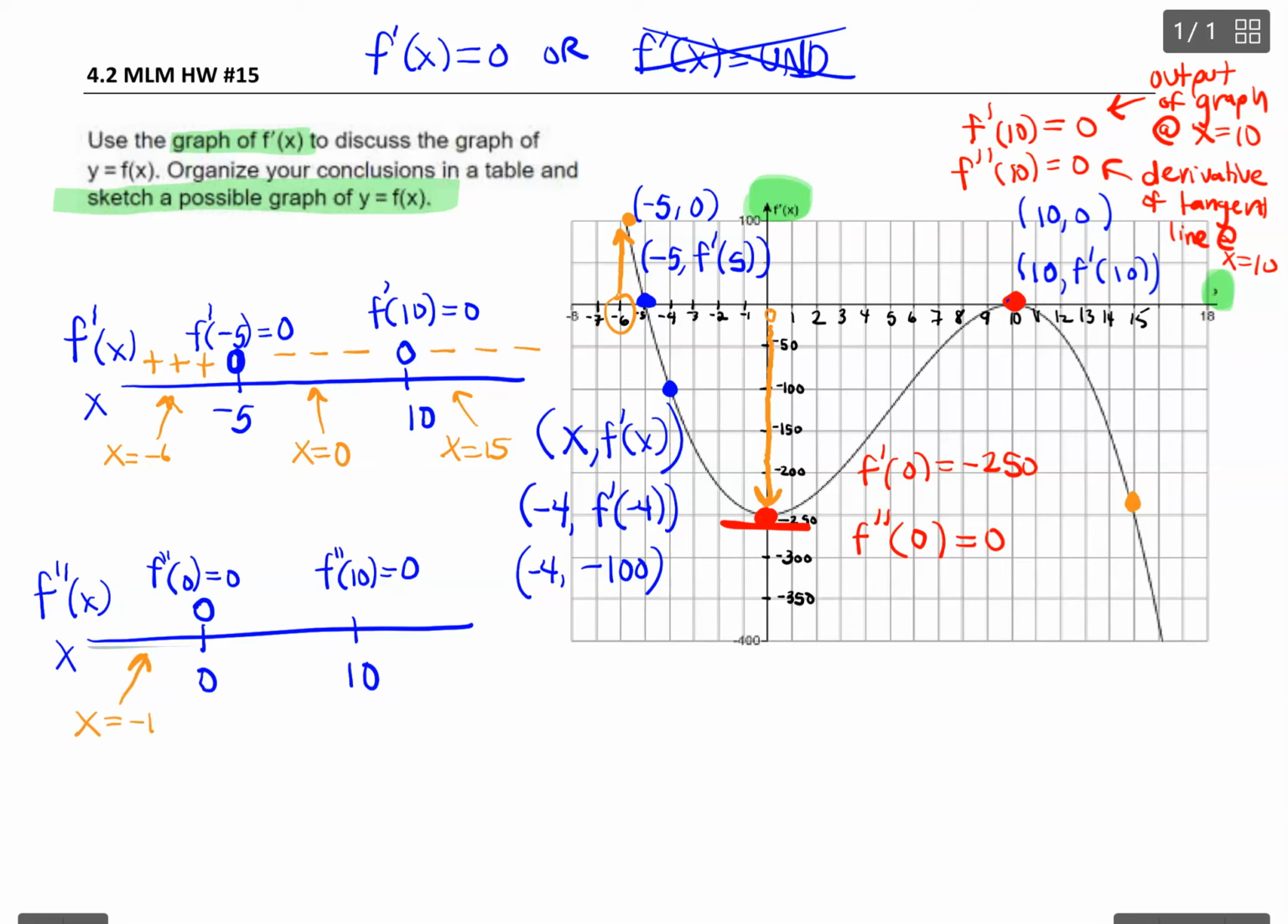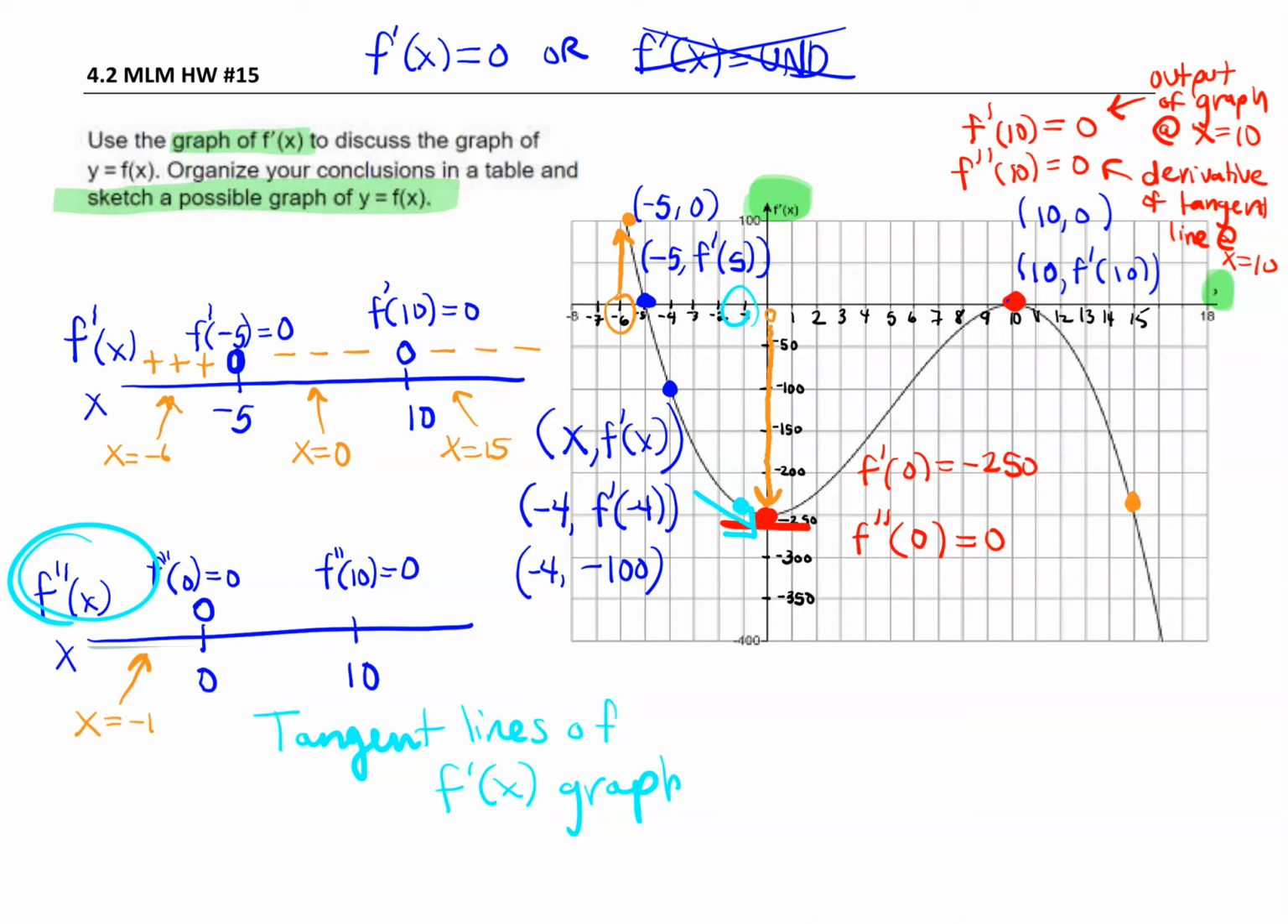Let me change up my color here so I can see it. Here's x equals -1. It's this point on the graph. Now, the second derivative, this is the tangent lines of the f prime graph. So to get these positives and negatives, I have to look at the tangent lines. See how the tangent line would be pointing down there at this point? So I would have negative outputs. The tangent lines of the f prime graph, the derivative of the f prime graph, is negative there.